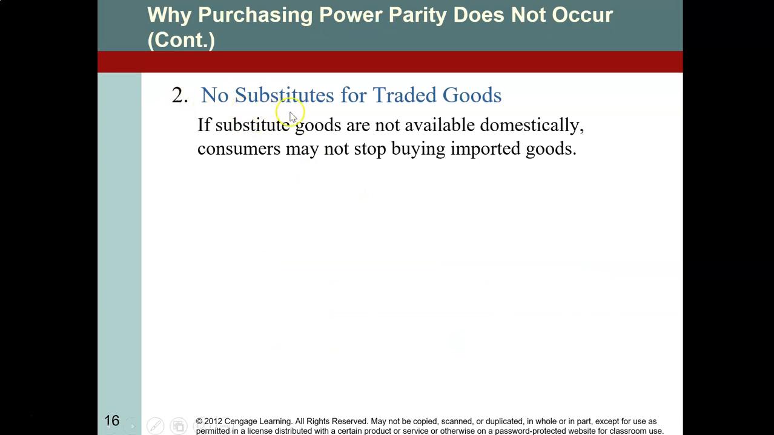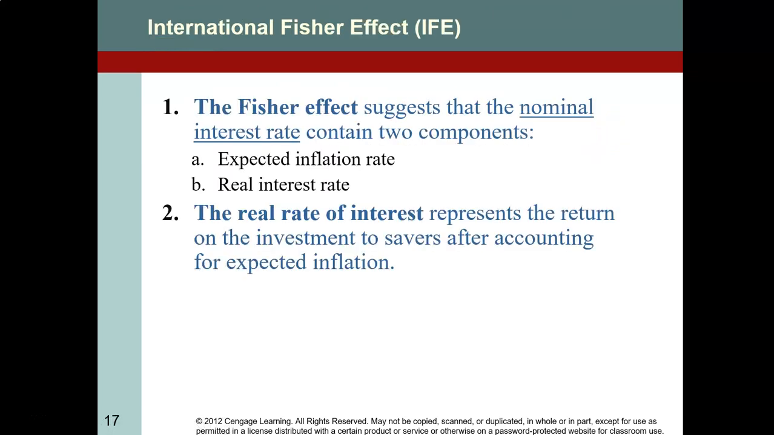Reason number two, no substitutes for traded goods. If substitute goods are not available domestically, consumers may not stop buying imported goods. Okay, so this is purchasing power parity.